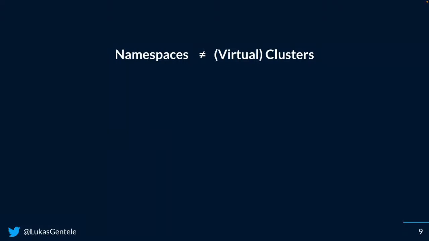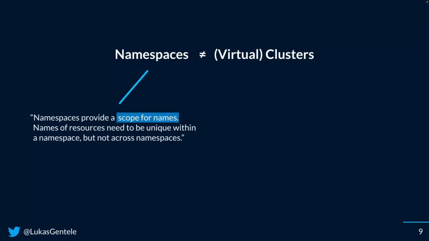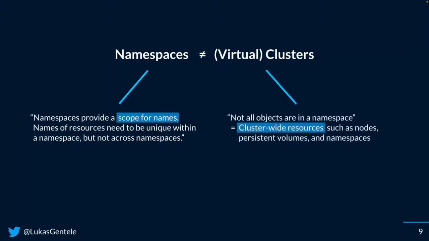I would definitely argue namespaces are not virtual clusters, because namespaces are not clusters, so they cannot be virtual clusters. Namespaces provide just a scope for names, right? And this was actually a quote from further down in the documentation, way further down. Glad that that got moved up a little bit. And not all objects are inside a namespace. They're cluster-wide resources, and that's actually what makes a cluster.